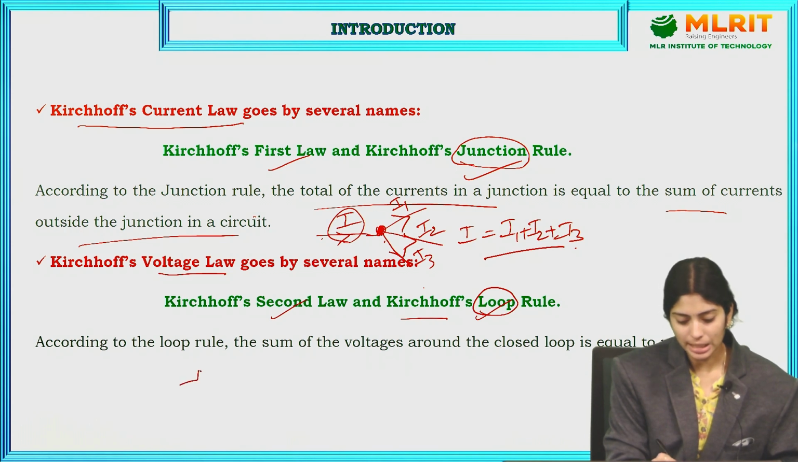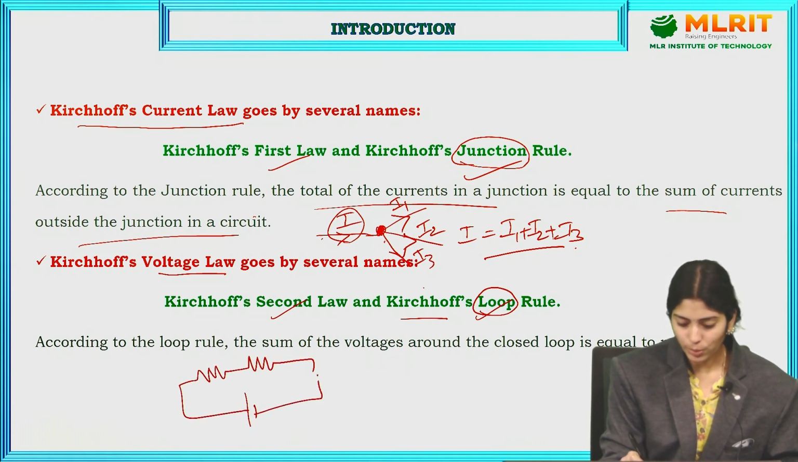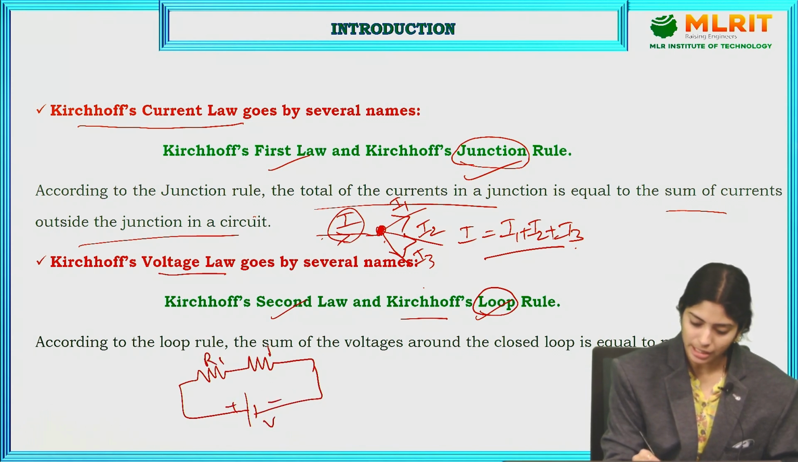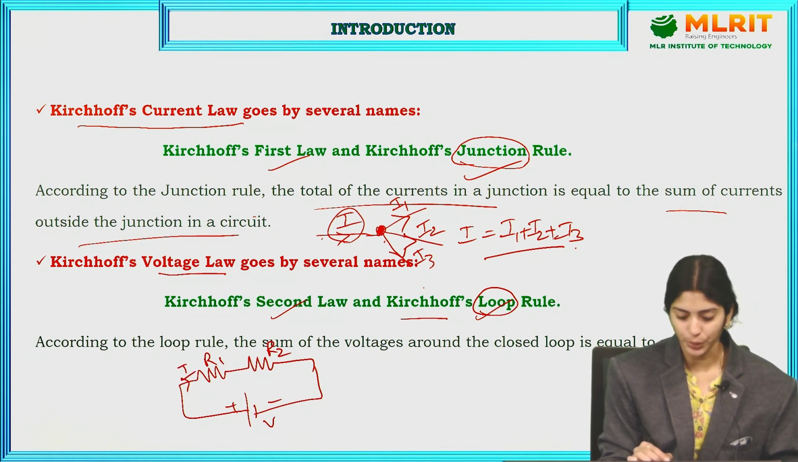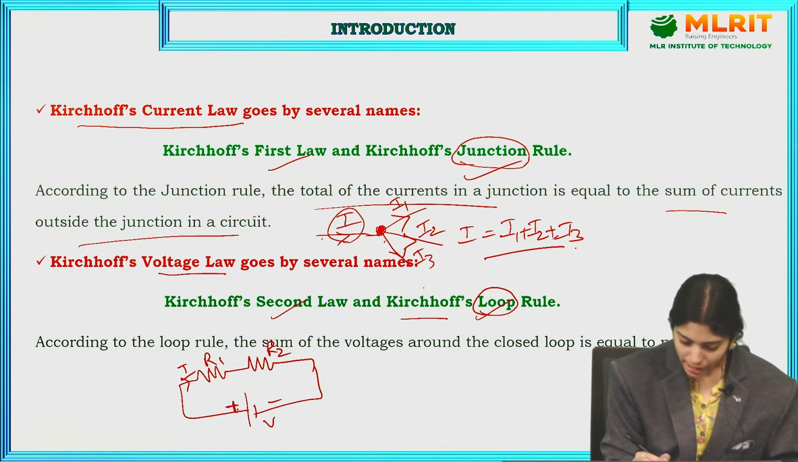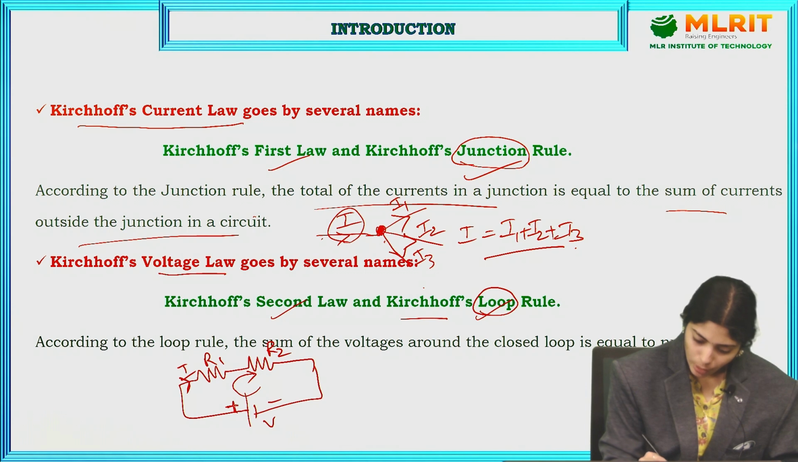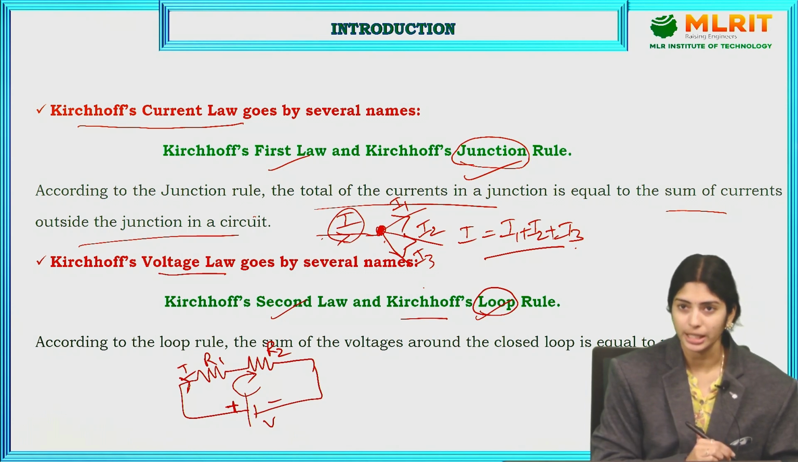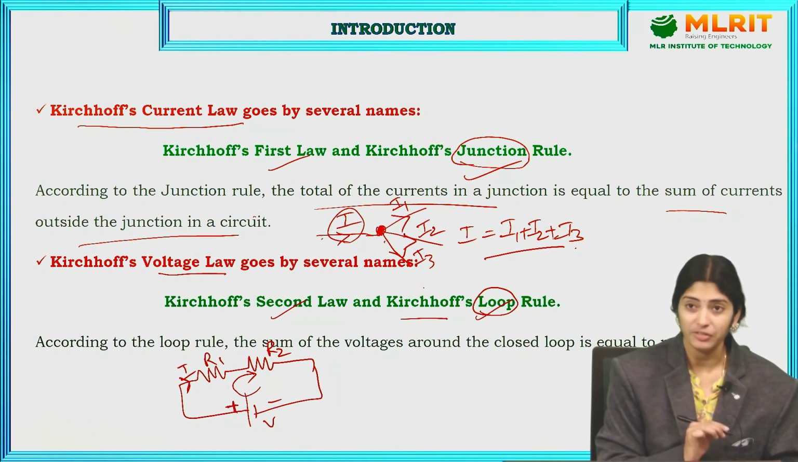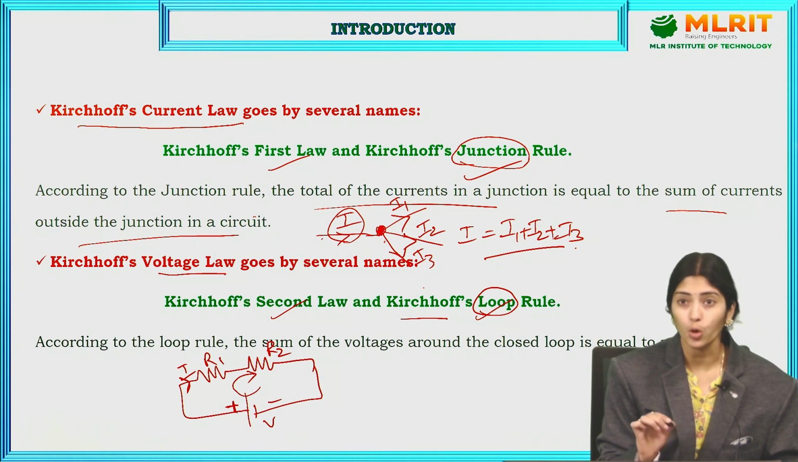Let us consider a small circuit with voltage V, resistance R1 and resistance R2. I amount of current is flowing inside the circuit. Here the positive direction is this side, so that is why the current flows this way. I am considering the loop according to the direction of the current flowing in the circuit. So according to KVL, the algebraic sum of voltages. Where are the voltages here?